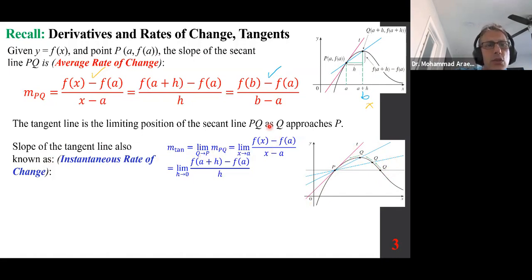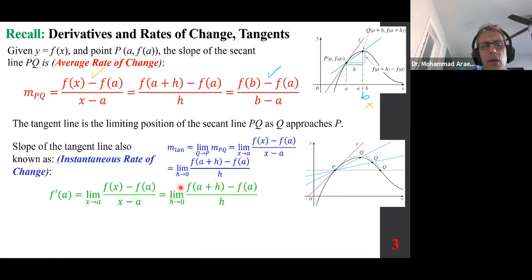And if we use this one, the limit of the expression as x approaches a, or if we use this one, the limit of this expression as h approaches 0. In general, we call it f prime at point a: the limit of f of x minus f of a over x minus a as x approaches a, or the limit of f of a plus h minus f of a over h as h approaches 0.